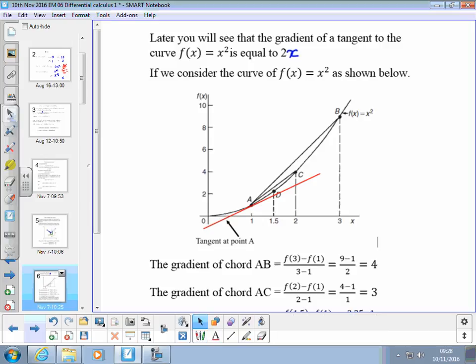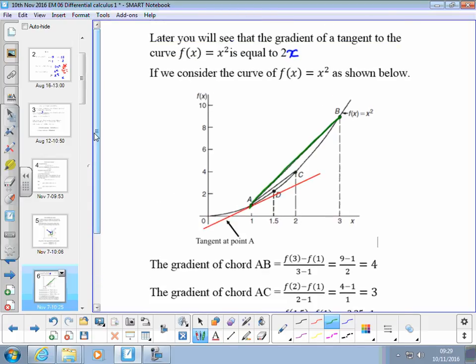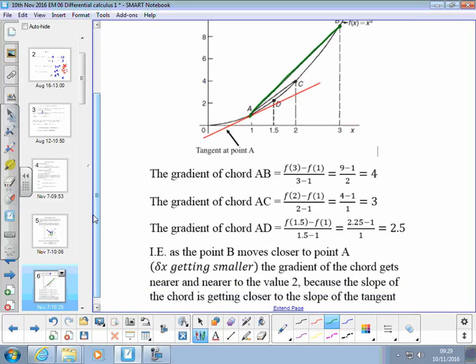If we consider the curve of f(x) equals x squared as shown below, and we're only showing part of it, the gradient of the chord AB, so we're looking at this line at the moment, we've got a change in x of 2, and we've got a change in, oh no, hang on, what we've got to do is find what the function is at 3, that's there. We've got to find what the function is at 1. So we've got the value of the function at 3, the value of the function at 1. 3 squared is 9, 1 squared is 1. So our slope, if we take that chord, is 4.